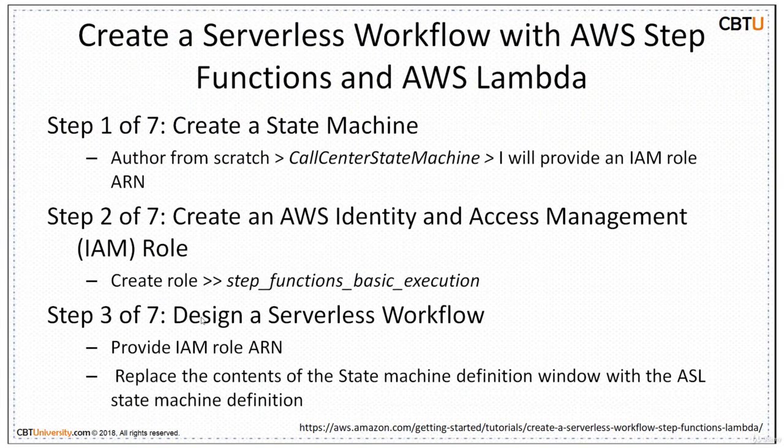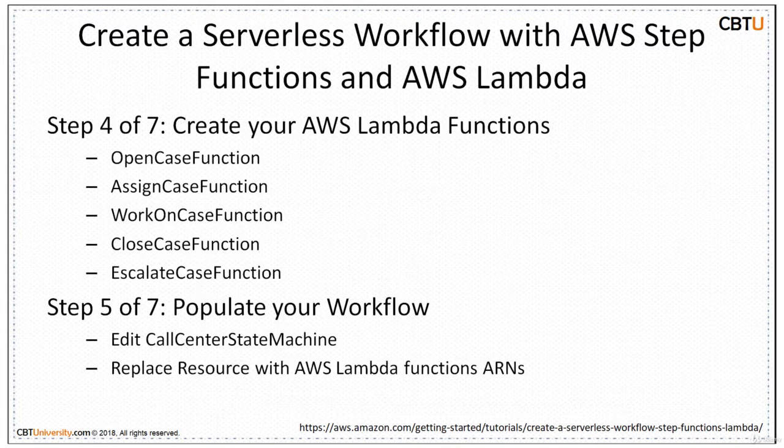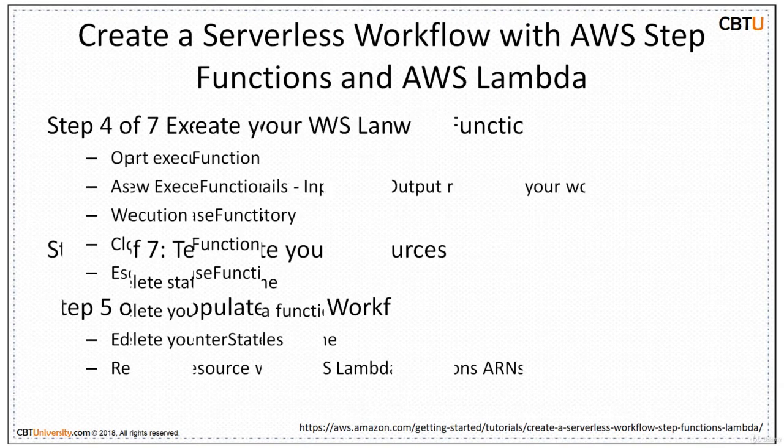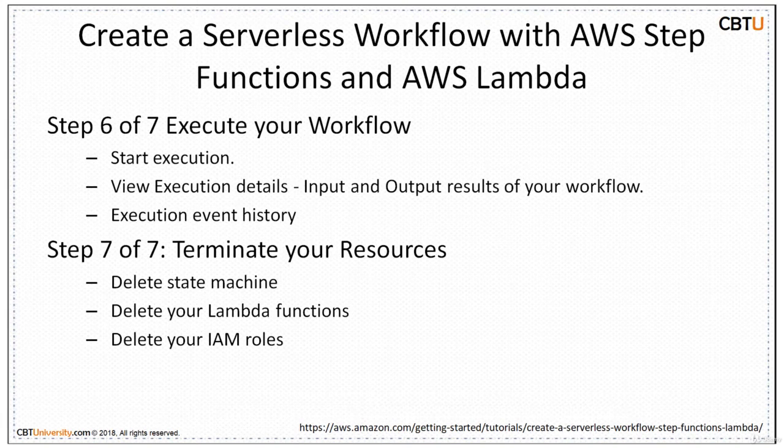Let us create a serverless workflow with AWS Step Functions and AWS Lambda. The workflow is created in 7 steps. Step 1, create a state machine. Step 2, create an AWS Identity and Access Management role. Step 3, design a serverless workflow. Step 4, create your AWS Lambda functions. Step 5, populate your workflow. Step 6, execute your workflow. Step 7, the final one: don't forget to terminate your resources when they are not needed anymore.